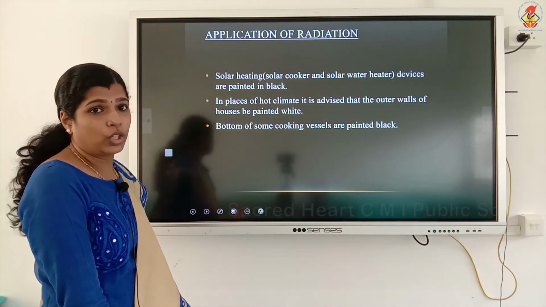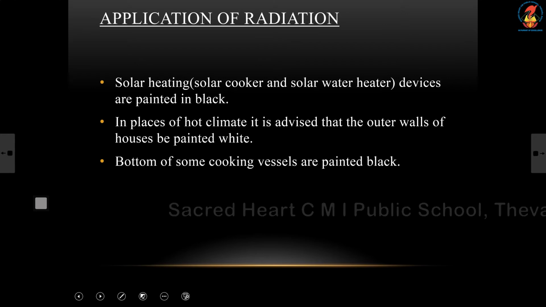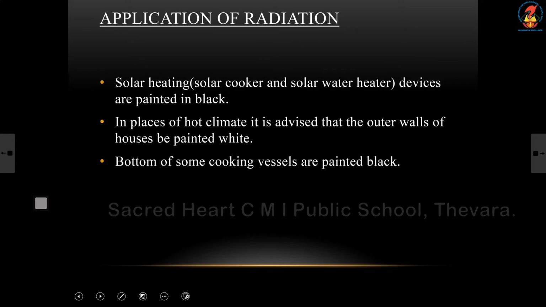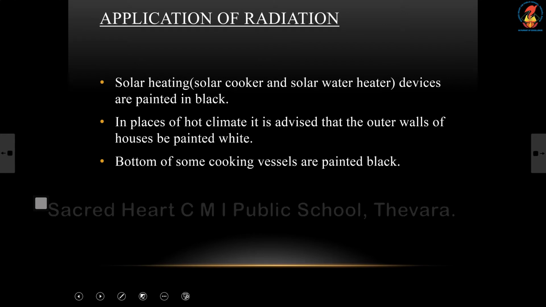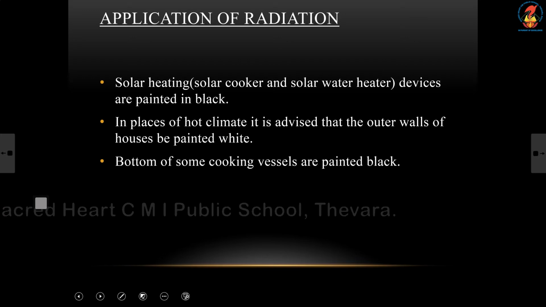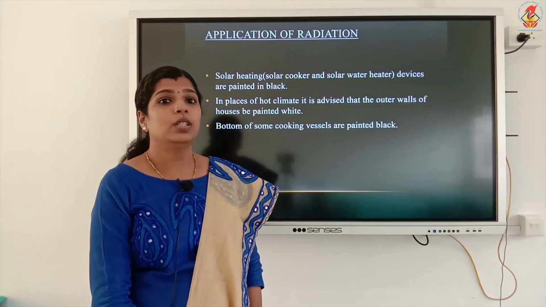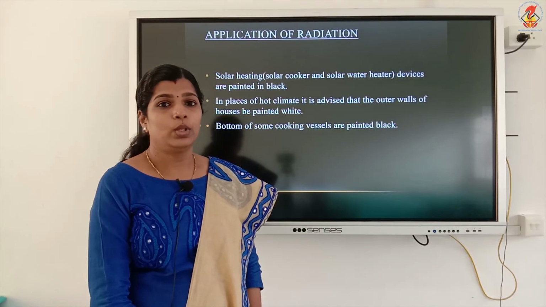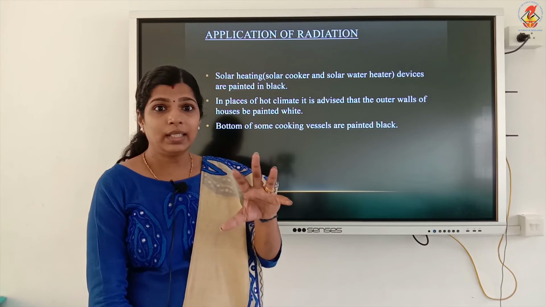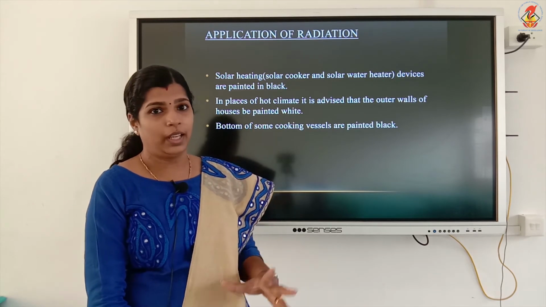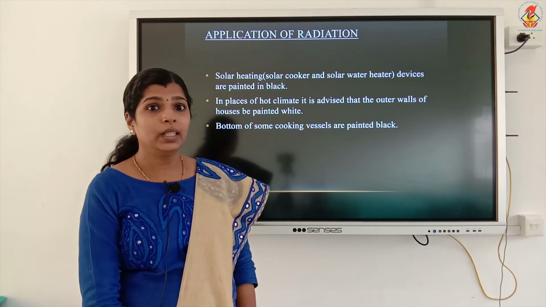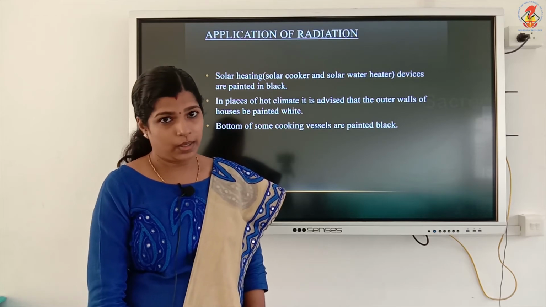Here are the applications. Solar heating devices, that is solar cookers and solar water heaters, are painted black. What's the reason? Black color will absorb more heat.